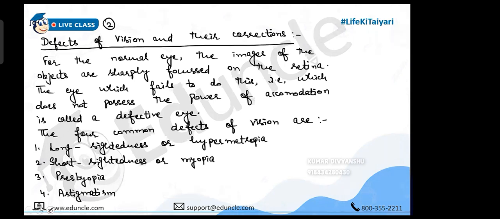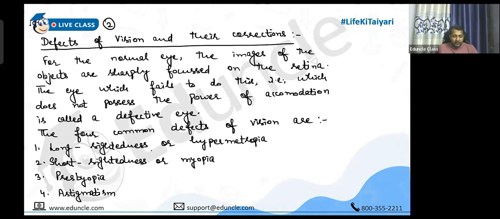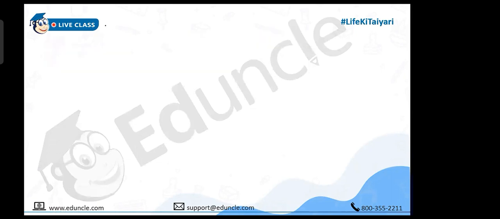So it is the other way around. Long-sightedness means they can see the far away objects, but they cannot see the nearby objects. Short-sightedness means they can see the nearby objects, but they cannot see the far away objects. Yes, sir, it is the opposite, isn't it?